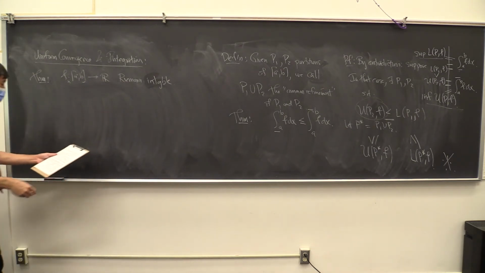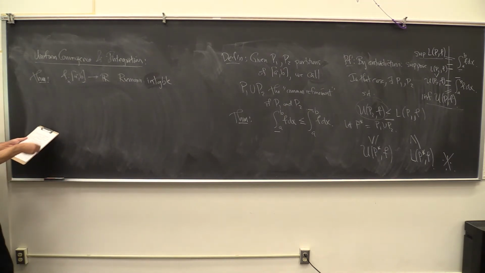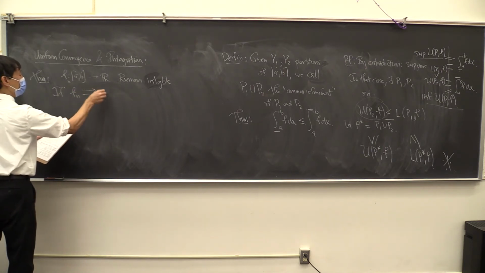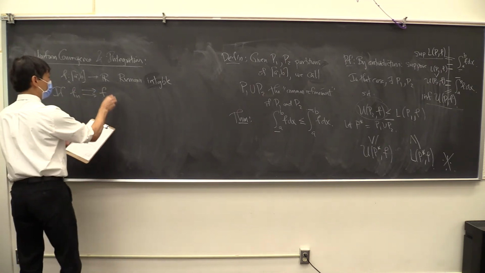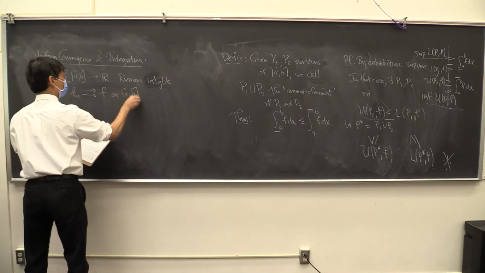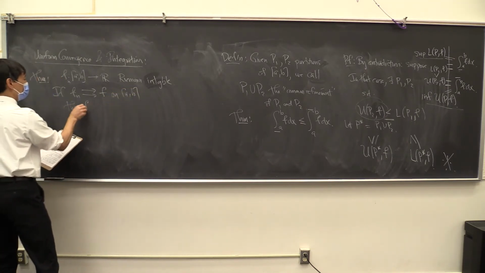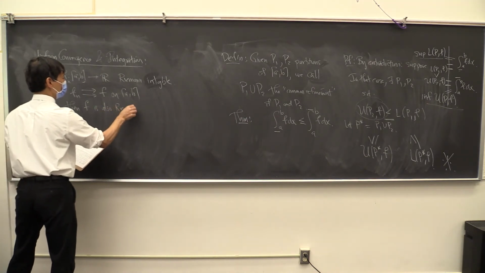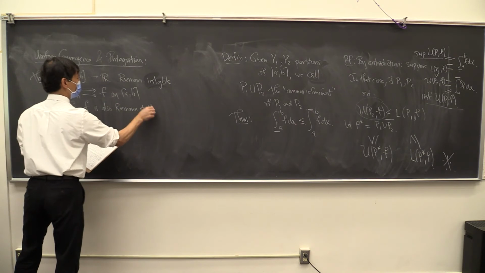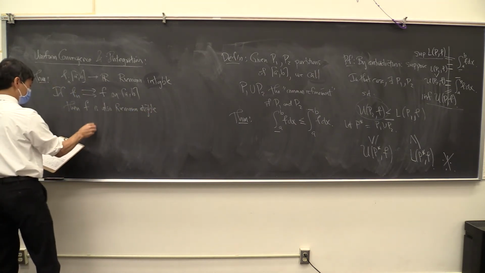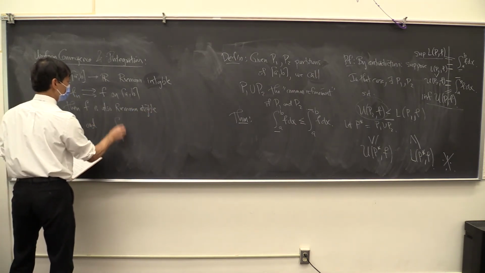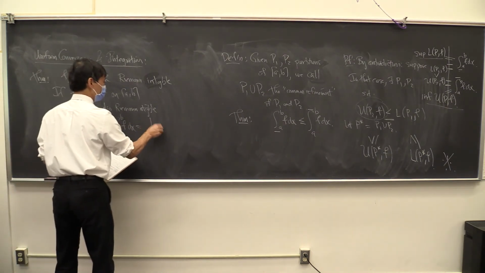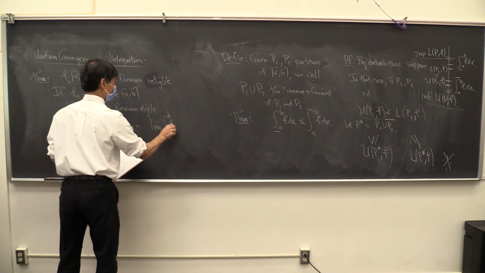And I always write integrable like this. If f sub n converges uniformly to some f on [a,b], then in fact f is also Riemann integrable. And the Riemann integral of f is the limit of the Riemann integrals of the f sub n.